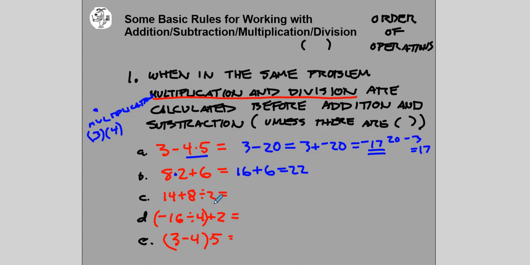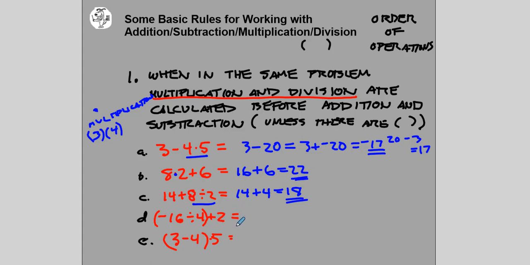Next, we have 14 plus 8 divided by 2. We do not do the 14 plus 8 first. We do the division. Division and multiplication take priority over addition and subtraction. So this is 8 divided by 2. So we have 14 plus 4, which is 18.